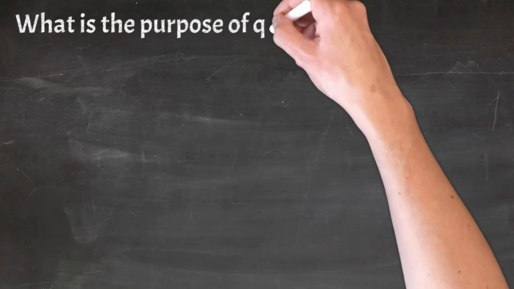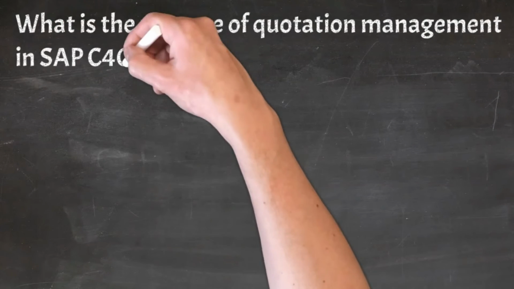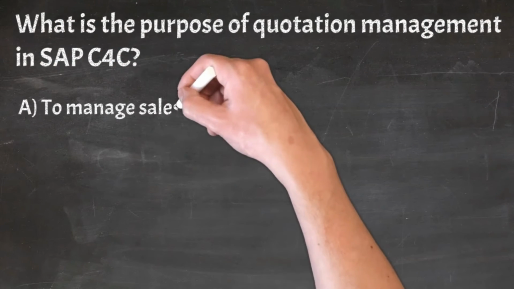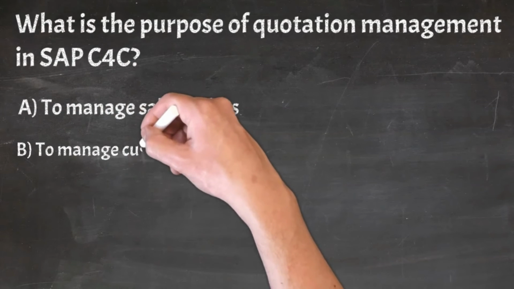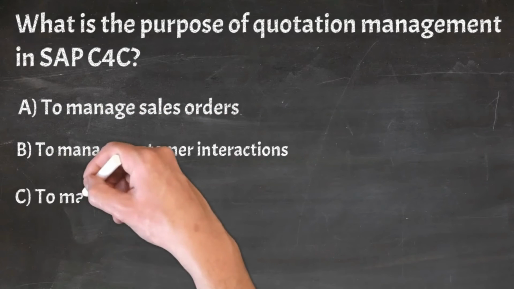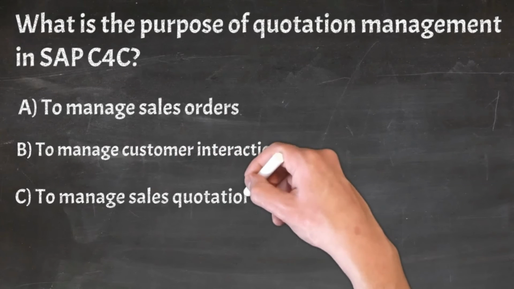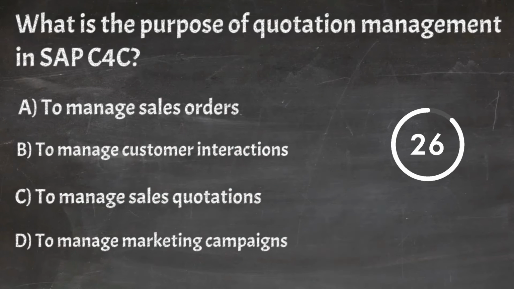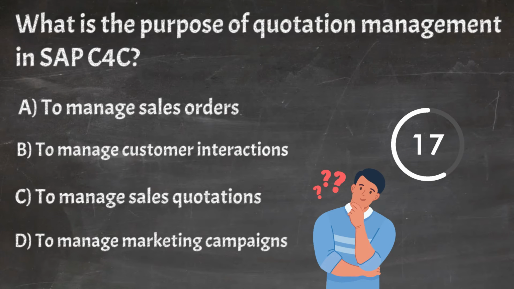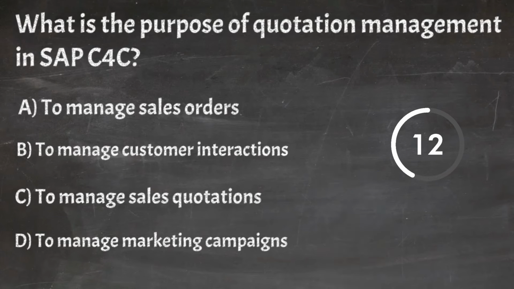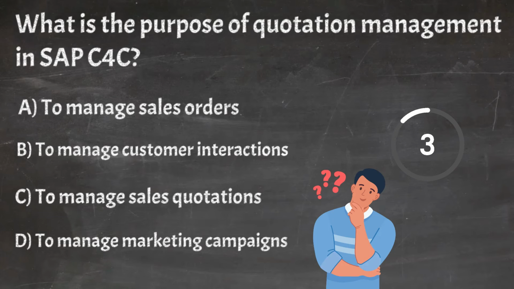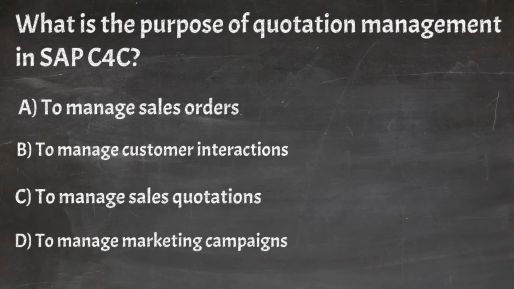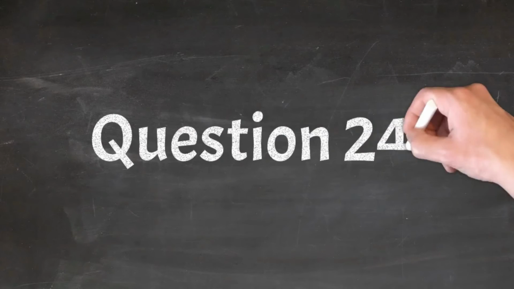Question 23. What is the purpose of quotation management in SAP C4C? A. To manage sales orders. B. To manage customer interactions. C. To manage sales quotations. D. To manage marketing campaigns. Correct answer C.